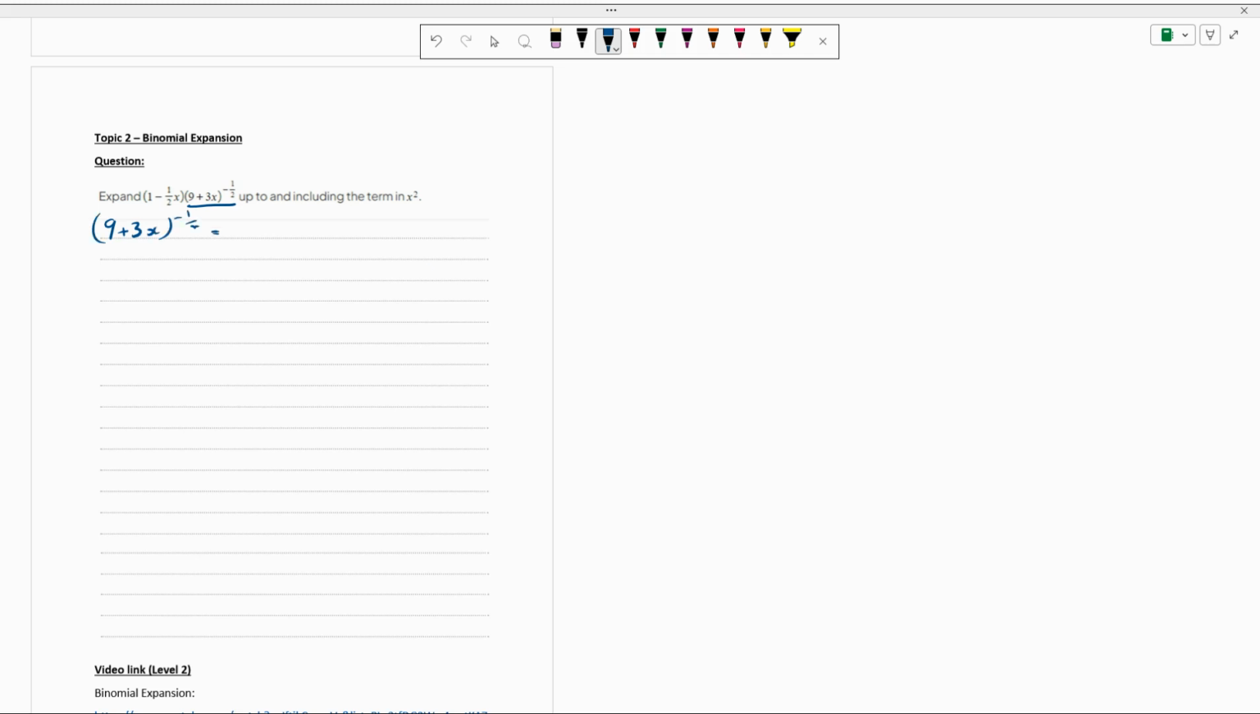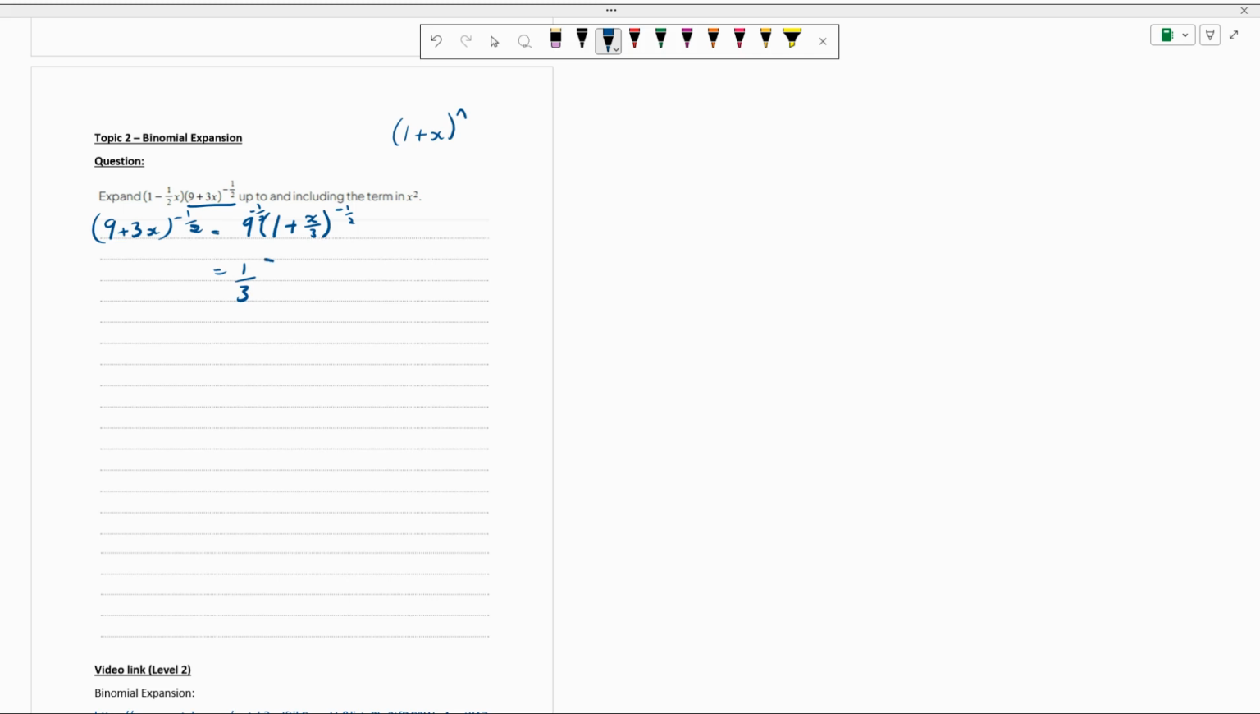Now the issue with this is that it's not in the format we want. It's not 1 plus x to the power of n. So that means I need to factorize something out. I'm going to take out a 9, and if I take out a 9, I need to divide everything by 9. So 3 divided by 9 is a third, so I get x over 3, and then minus a half. That means I'm also going to put this to the power of minus a half. 9 to the minus half is a third.